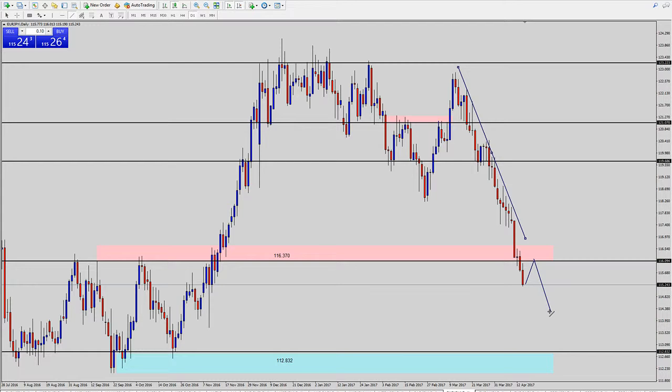We want to see probably a next movement all the way down to these lows right here, or even potentially lower to the 112. Just mind that this is in a strong downtrend. So just wait on the pullbacks and just write it down until we get a clear breakout.